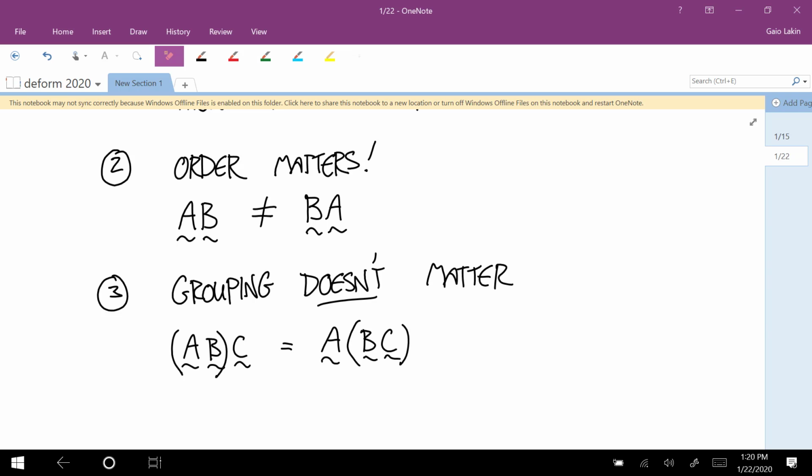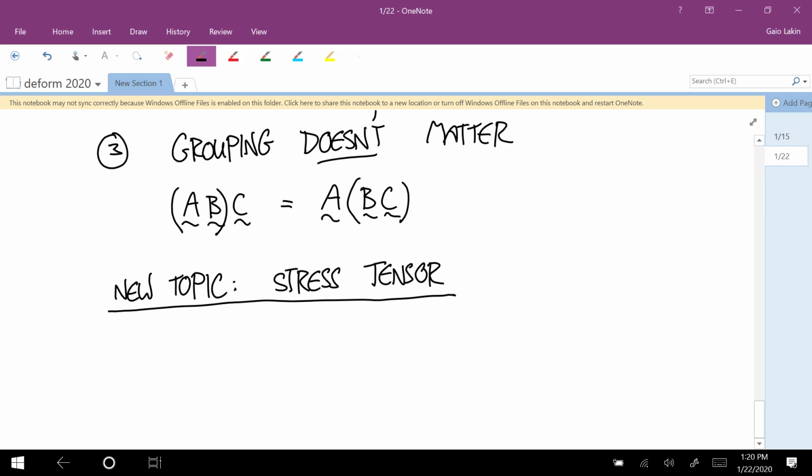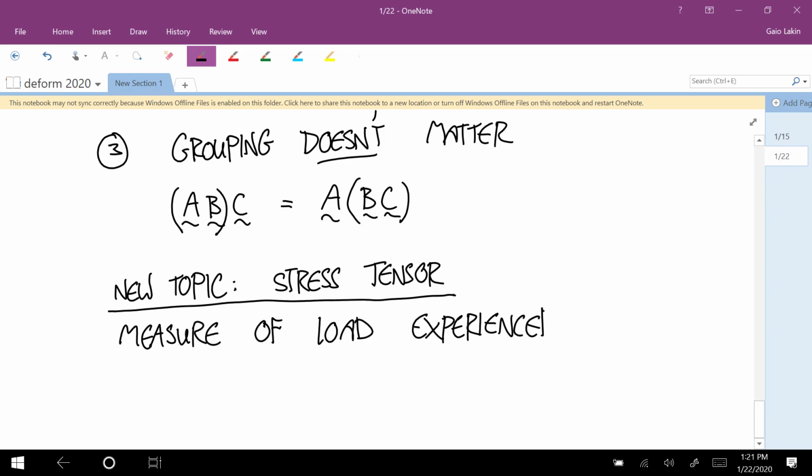Okay, any questions about any of that? All right, so now we're going to talk about our first deformation quantity. So a new topic. We're going to define the stress tensor. And the stress tensor is a measure of the load experienced at a single point in a material.